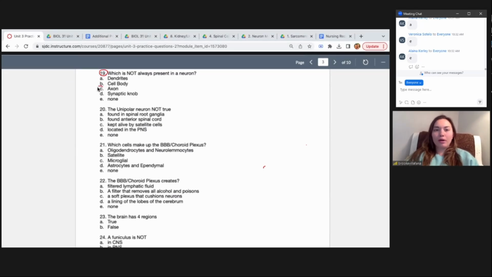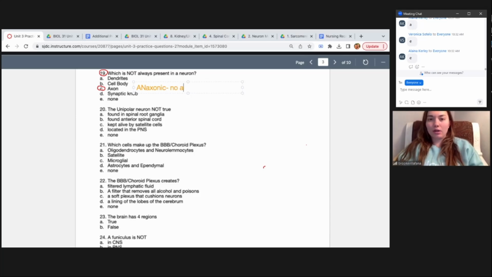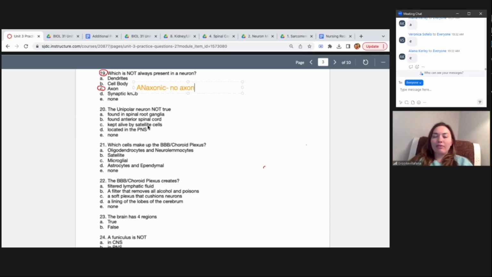Remember, an axon is not always present. We have some neurons that are called anaxonic, which means no axon. So it is possible to have a neuron that does not have an axon present. That's called an anaxonic neuron. So the answer there would be C. Question 20, the unipolar neuron. Which is not true about the unipolar neuron?